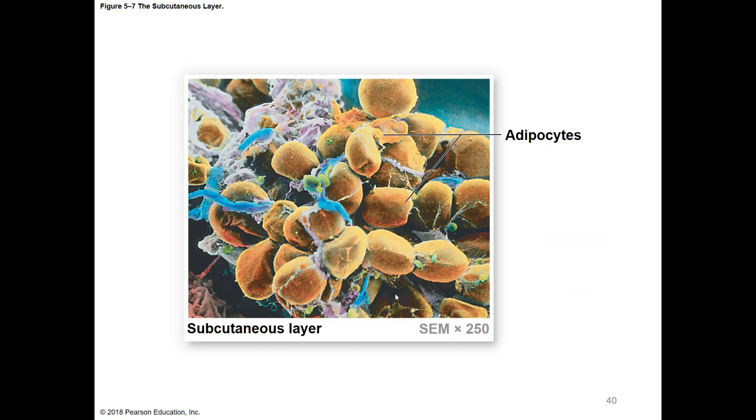So here is an electron microscope view of the subcutaneous layer, and you can see that the majority of what we can see here, these round objects, those are adipocytes, and chapter 4 told us that that meant fat cells.